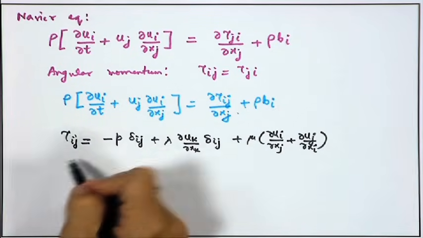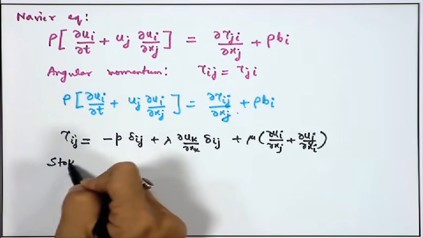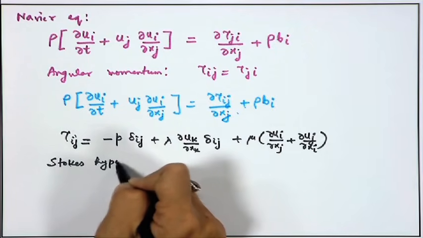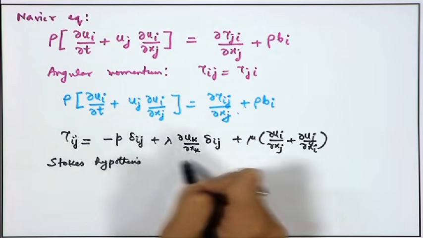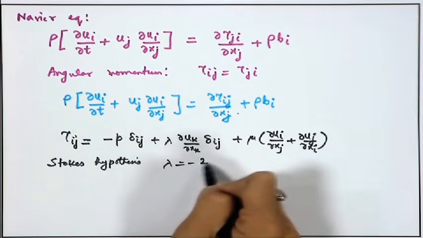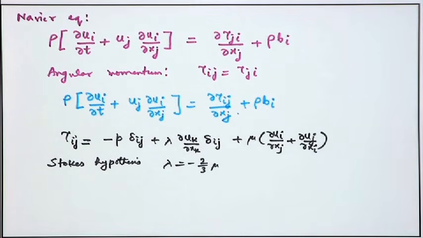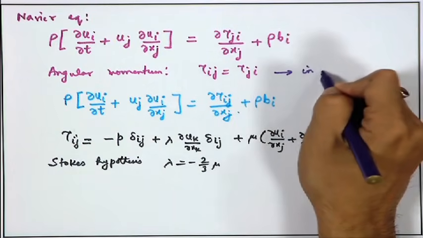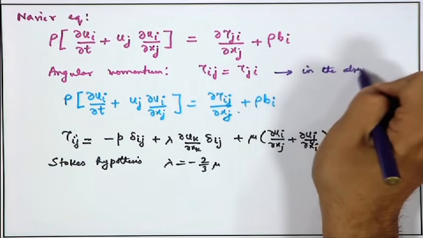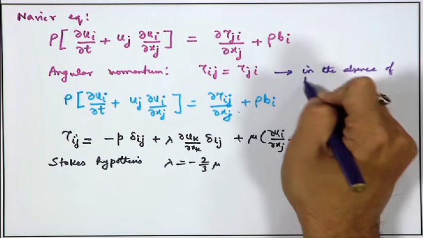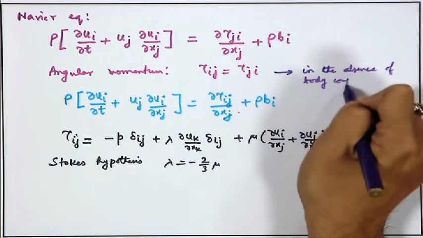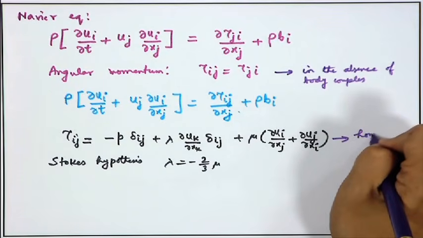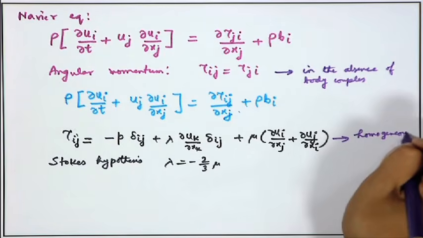And Stokes hypothesis, lambda is equal to minus 2/3 mu. So, angular momentum, this in the absence of body couples. So, I am writing the assumptions, and this is for homogeneous isotropic Newtonian fluid.